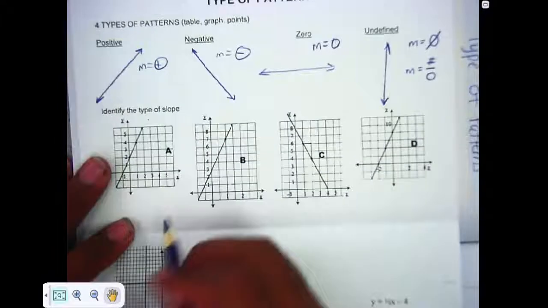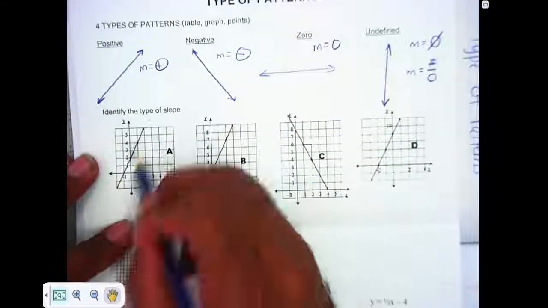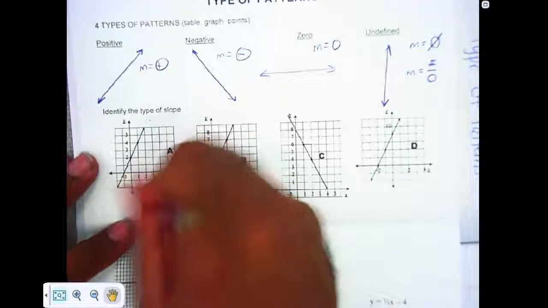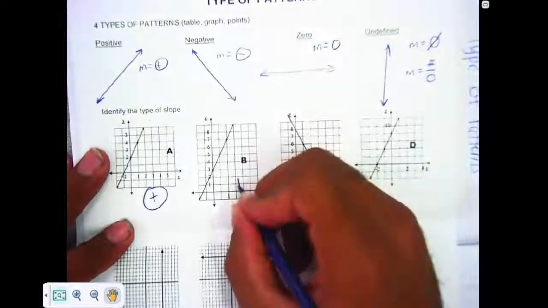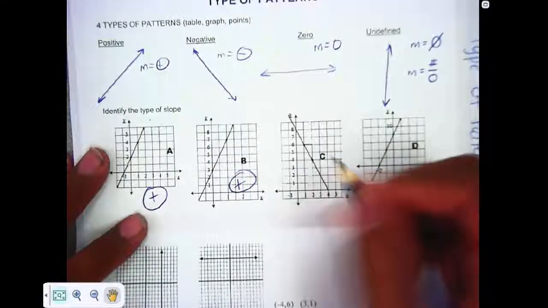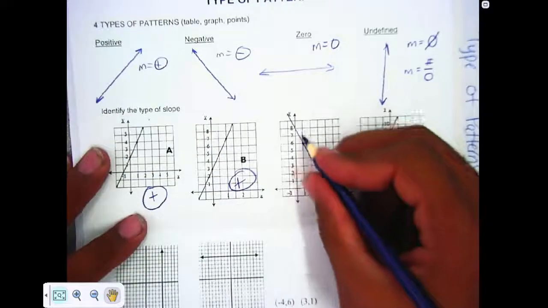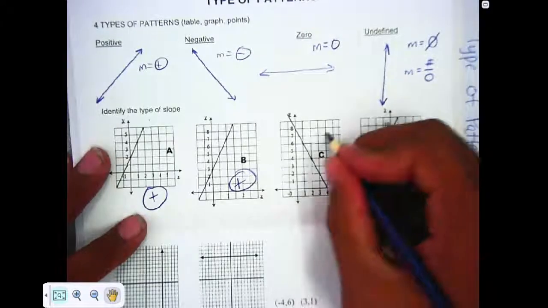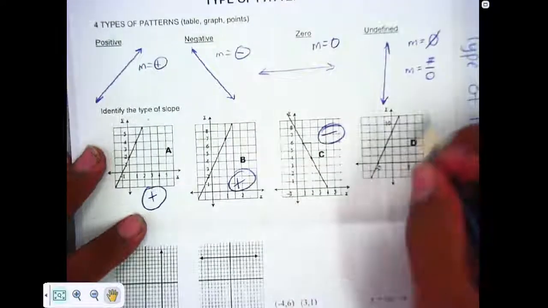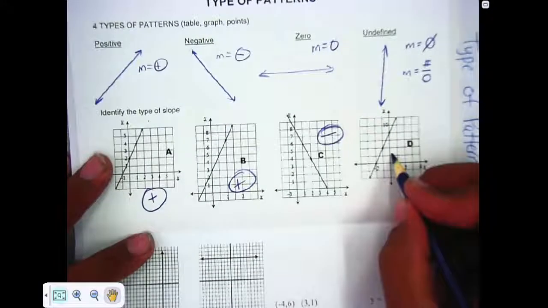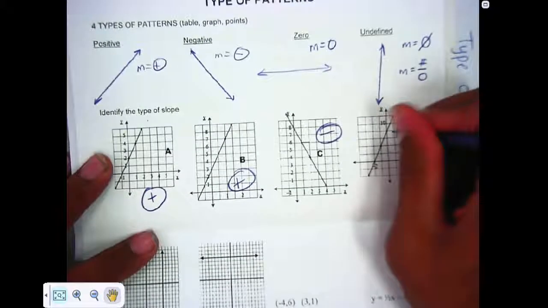Now, what kind of slope does each one have? Well, this line is increasing, so that's a positive slope. This one's also increasing, that's also a positive slope. This is all we're doing, is just identifying. This one's going down and decreasing, so that's a negative slope. So if I was to find that slope, it would be negative. Okay, and then this one is going to be a positive slope.